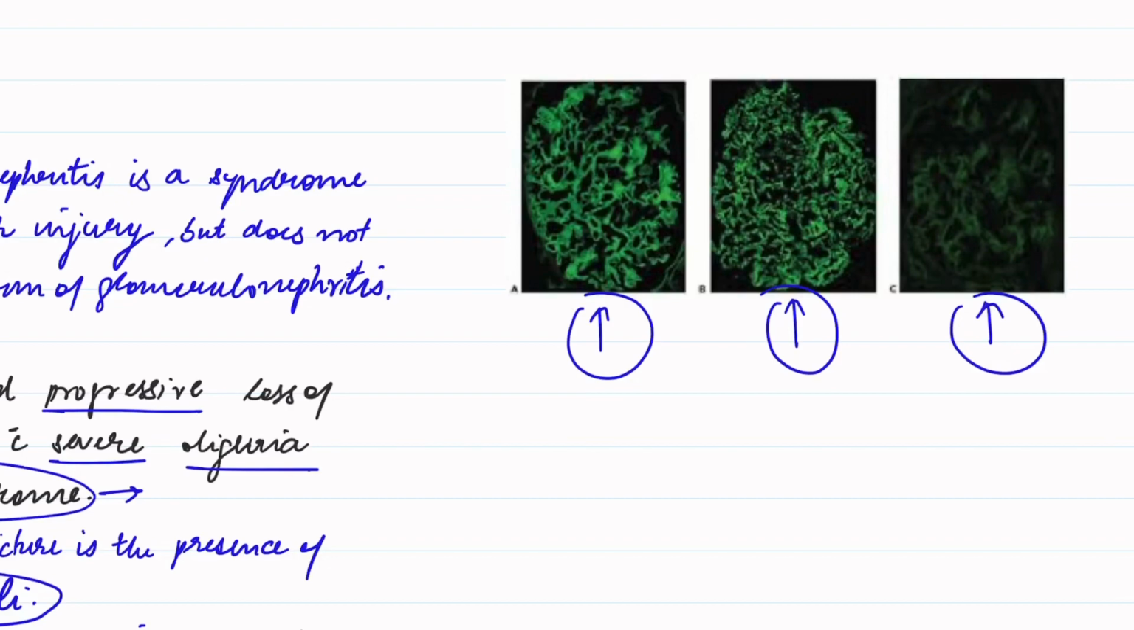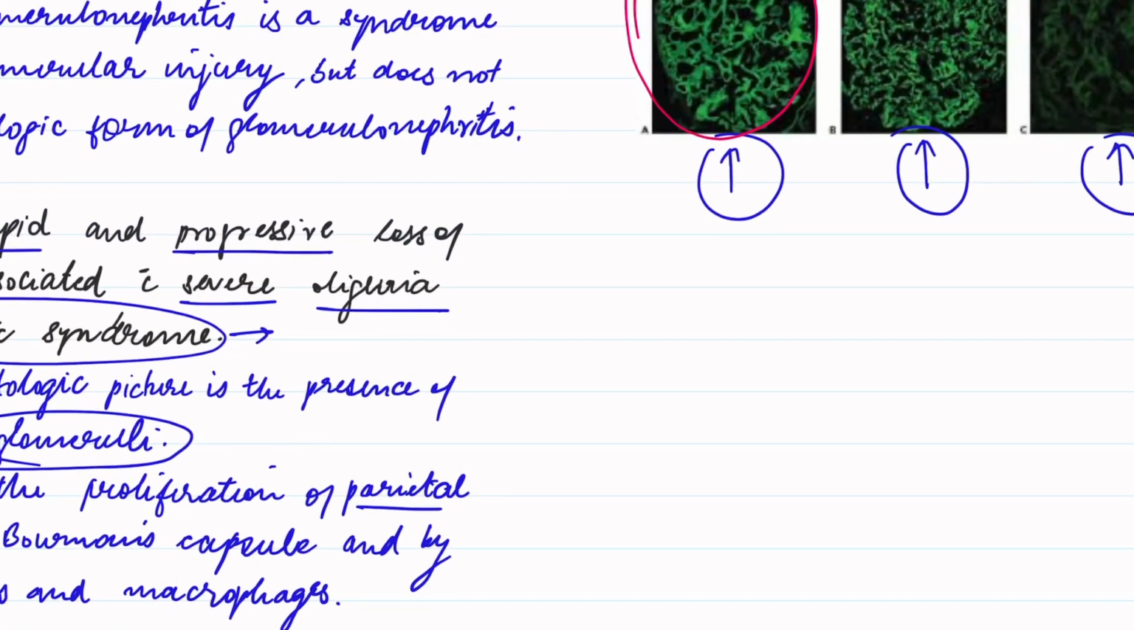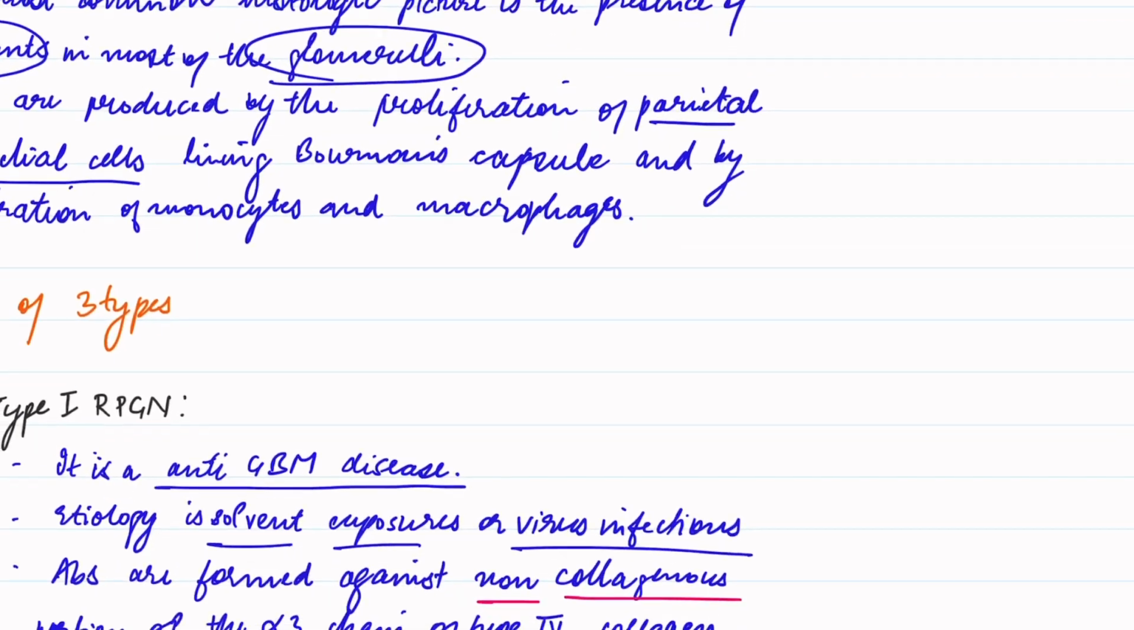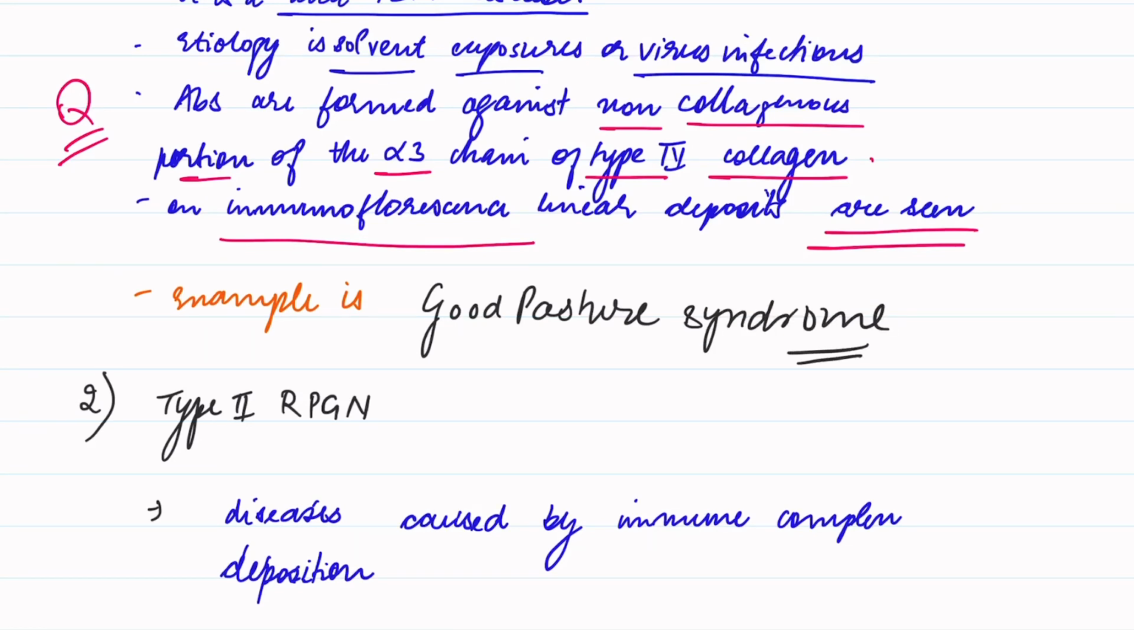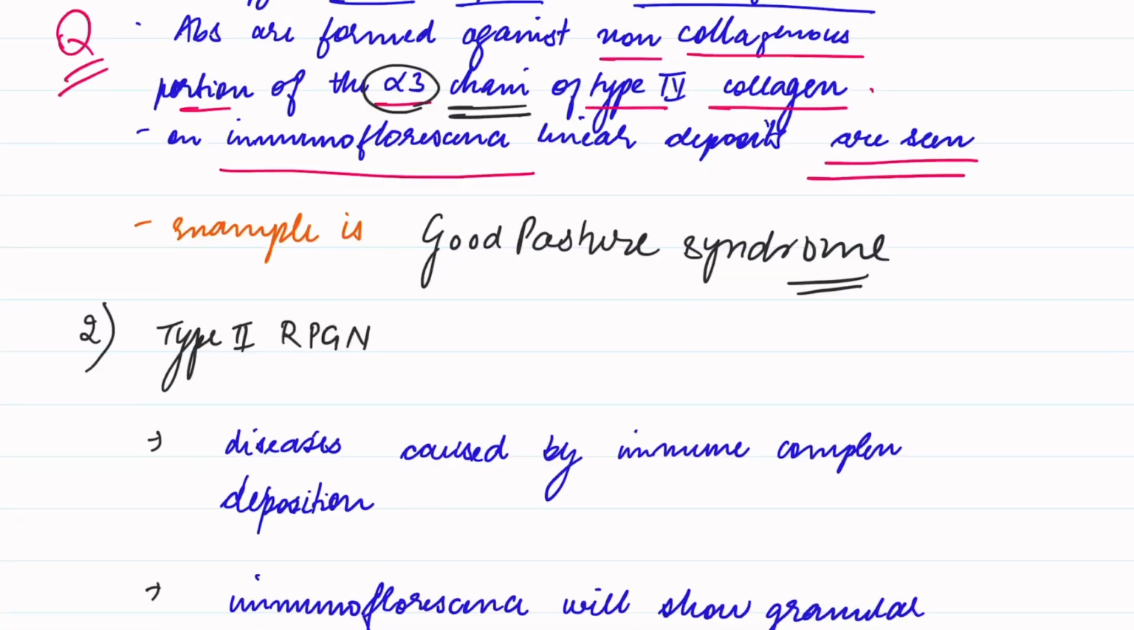So this is the example of type 1 RPGN. Okay, now you will tell me what is the example of this type 1 RPGN. The example is Goodpasture syndrome. So remember, antibodies are formed against the non-collagenous portion of the alpha-3 chain of type 4 collagen.